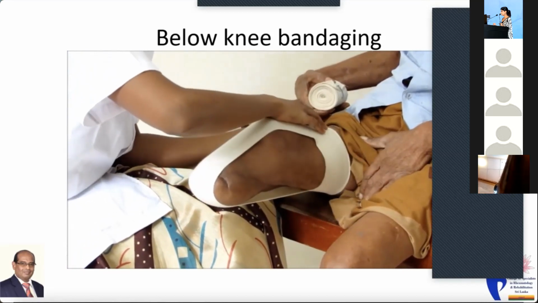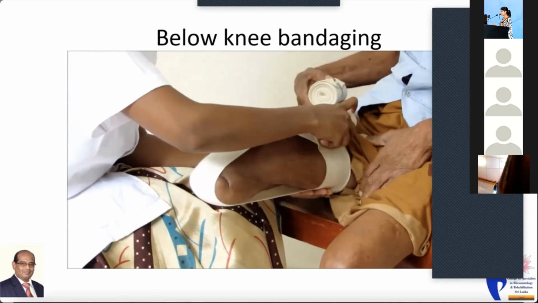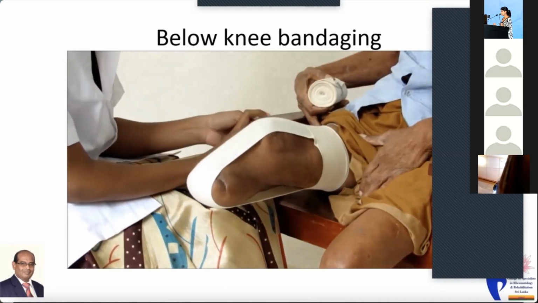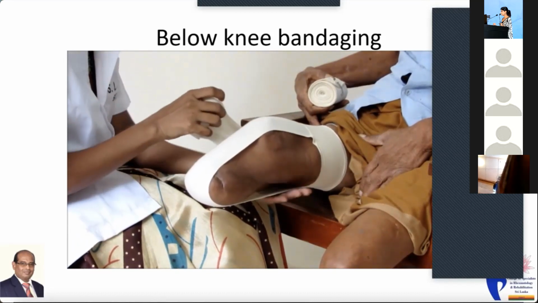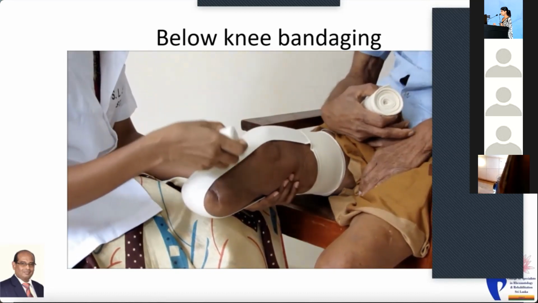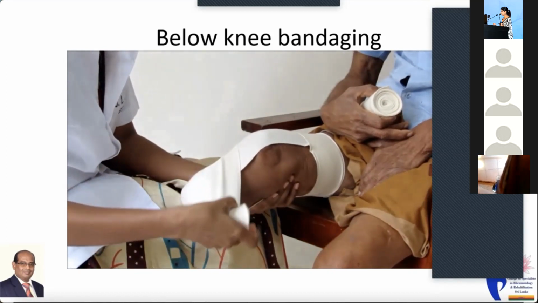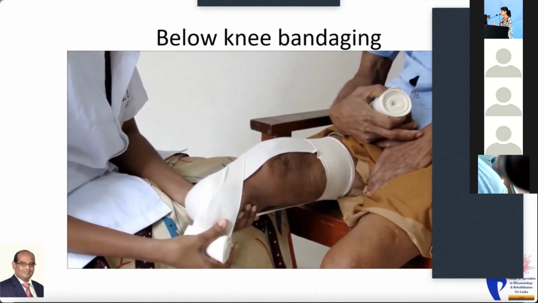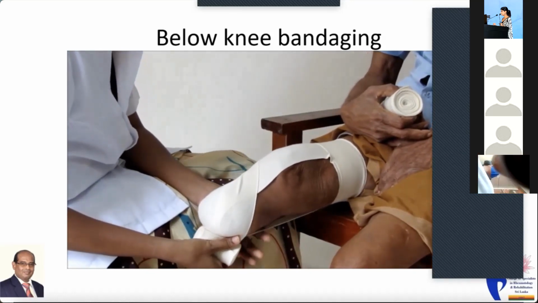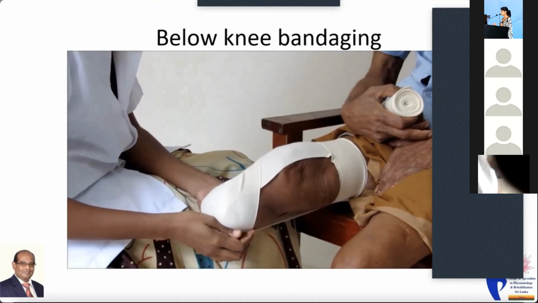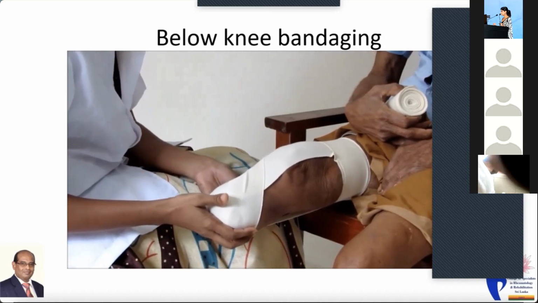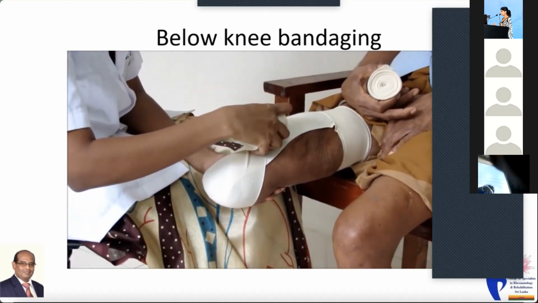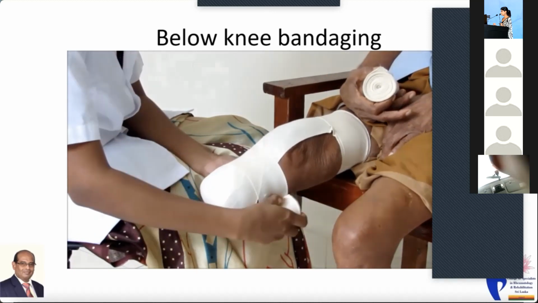We wrap it to fix the bandage to the limb. Then you cross the knee like this and bring the bandage to the distal limb. There you give a pull downward and inward and bring it to the anterior side, and again you have to wrap once here.